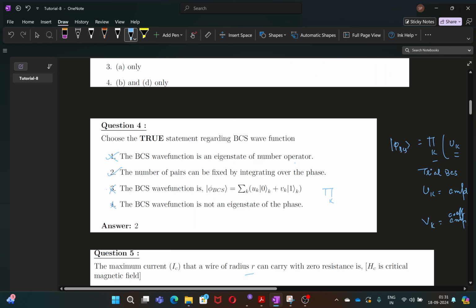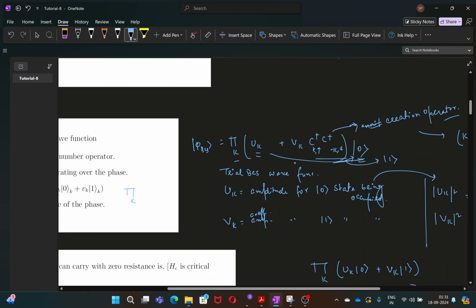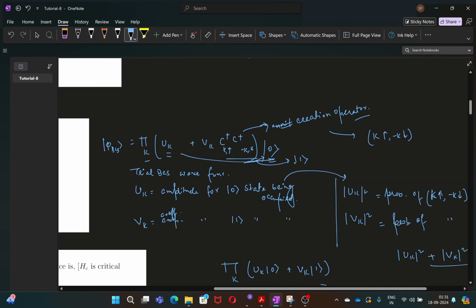BCS theory is a microscopic theory of superconductivity where it is assumed that the state is a linear combination of both states, that is, it has momentum states as empty and momentum states as filled. So basically this is the main formula of the BCS trial wave function in momentum space under second quantization, where the creation operator C dagger has been used, where you can see that 0 is a vacuum state or empty state, and U_k is the coefficient.